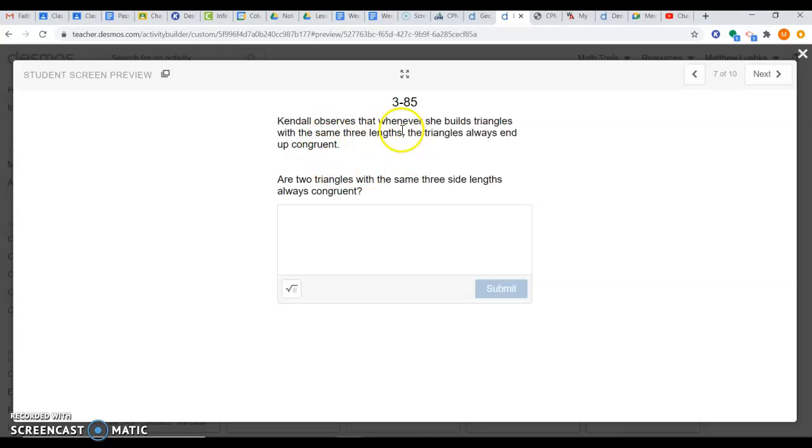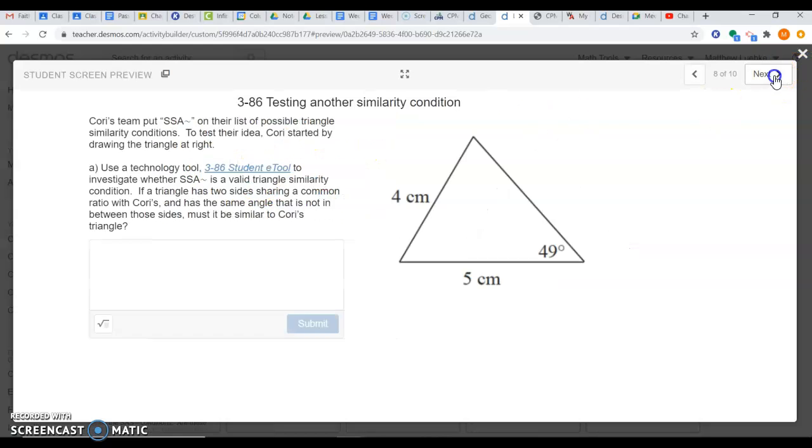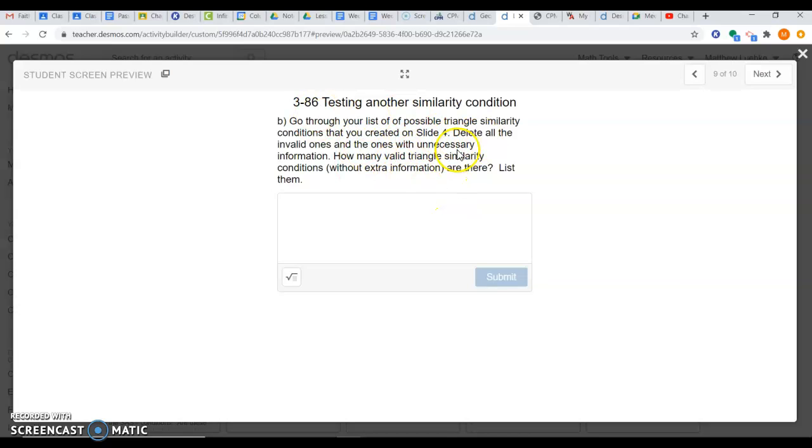Then we're going to talk about whether we know that the three sides of a triangle are always congruent. Here we have another one with side-side-angle. Is that one going to work for us? Finally, we're going to go through that list we created in slide 4, and delete invalid ones or ones that have unnecessary information. Then we're going to end with hopefully a list of ones that work for us.